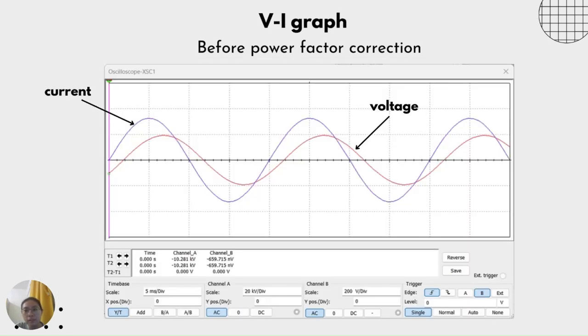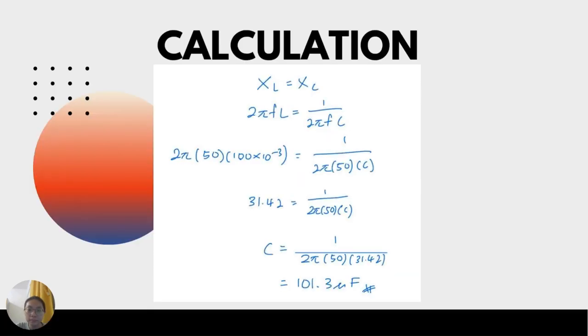Next, using the oscilloscope to get the voltage-current graph. In this graph, we can see the current is lagging the voltage. Furthermore, to correct the power factor, we need to add a capacitor to cancel the inductive reactance. In order to find the capacitance value, first we need to make the inductive reactance equal to the capacitive reactance. Therefore, the capacitor value is 101.3 microfarads by solving the calculation.